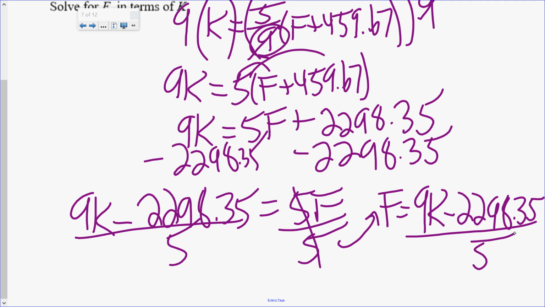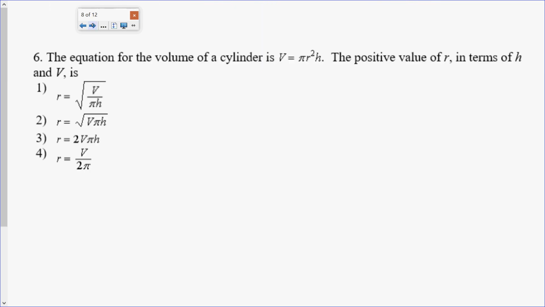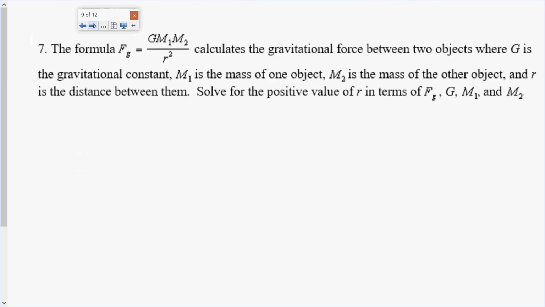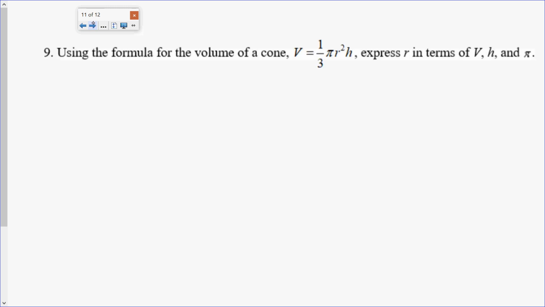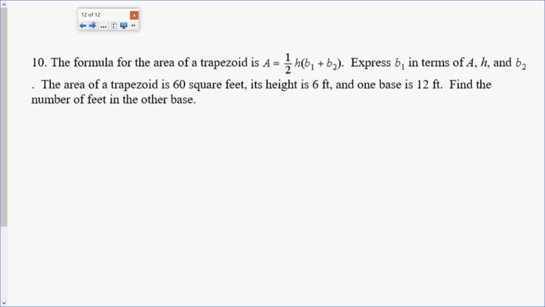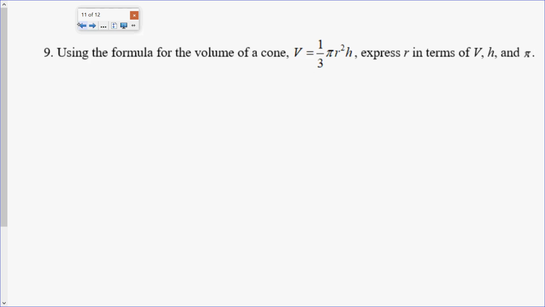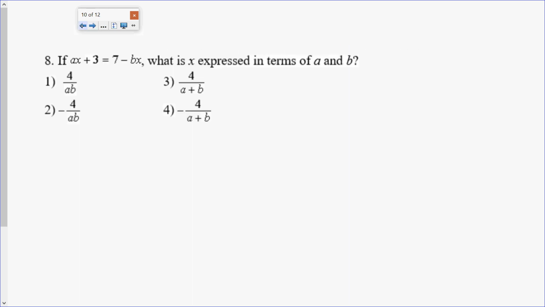Just follow the steps of equation solving. Don't combine unlike terms. Very important lesson. This definitely will come up. And I think that's all I got for you. I think, oh no, I want to go through one more with you. Number 8 I want to go through. And that's it. I'll let you practice from there after that.